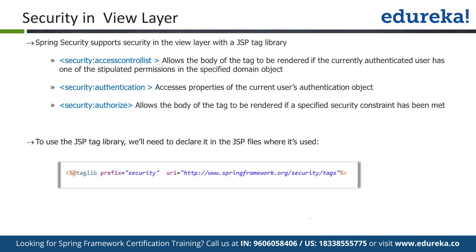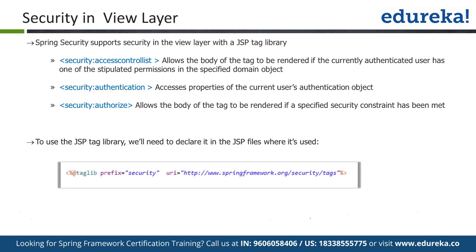Security authentication accesses properties of the current user's authentication object directly. I mean, if you have your authentication object created and it is available in the context, you can directly access the properties of the authentication object, and you can cross check against that whether the user has the specified permission or not. Then we have security:authorize. It allows the body of the tag to be rendered if the specified security constraint has been met.